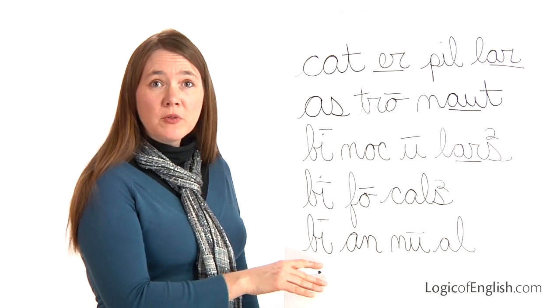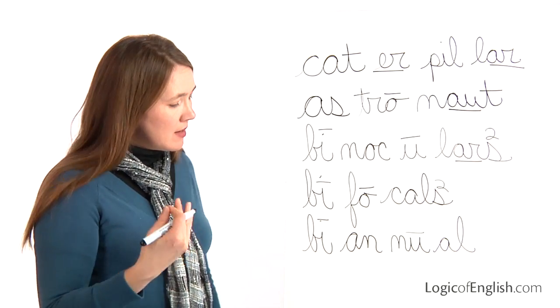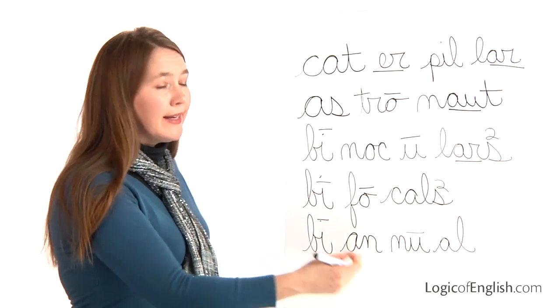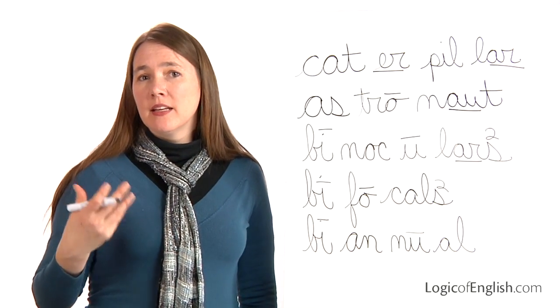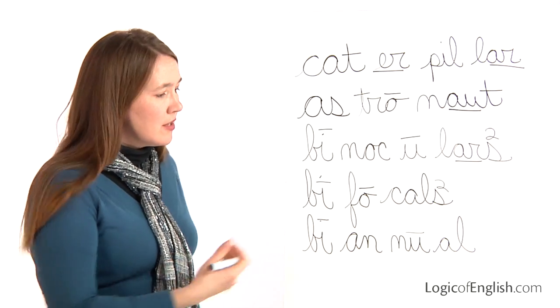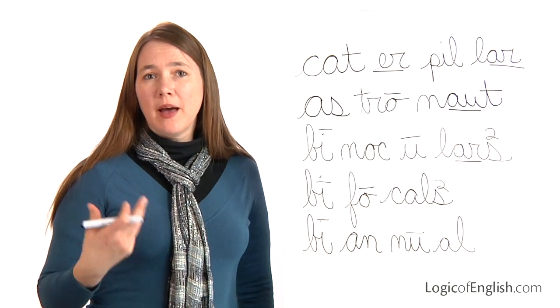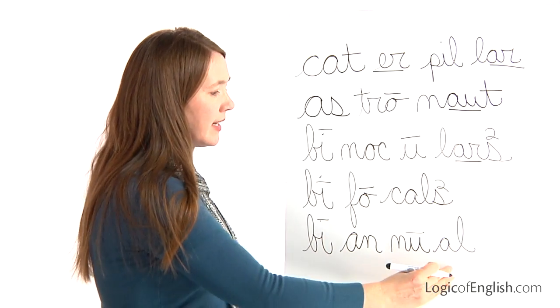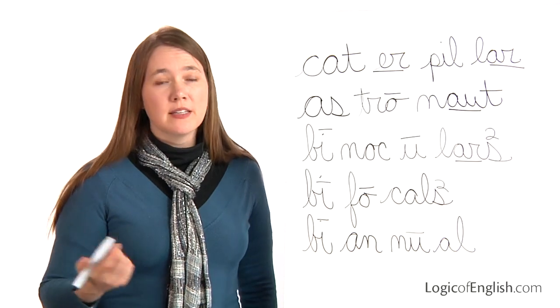And once again, we have the root bi, where the bi means two. So a biannual meeting is a meeting that is had or conducted twice a year. So anything that happens biannually happens 2 times a year, because annual means yearly or once a year.